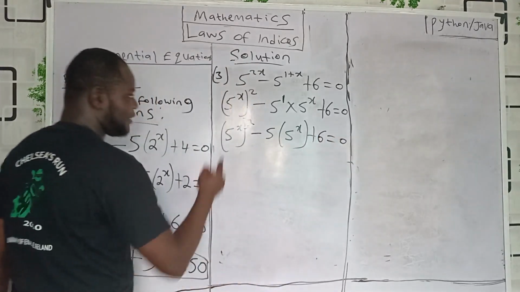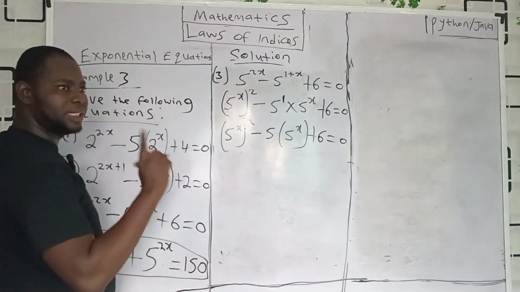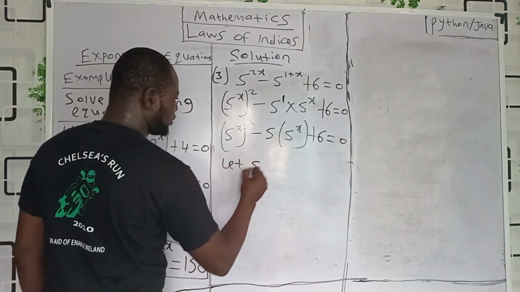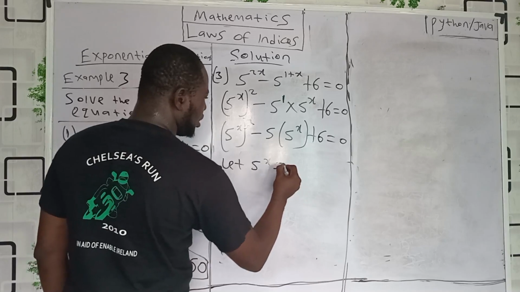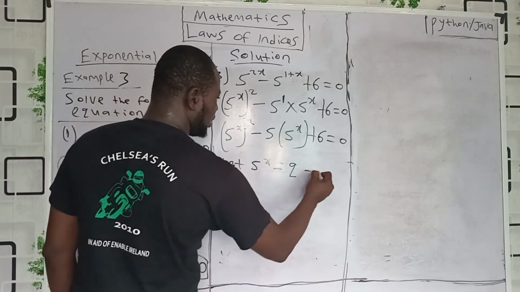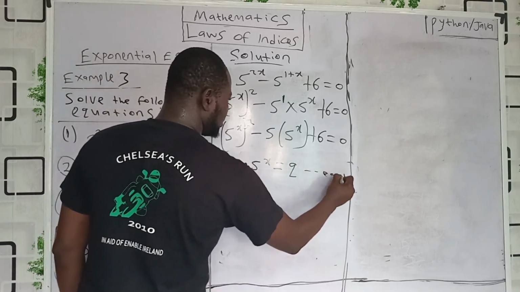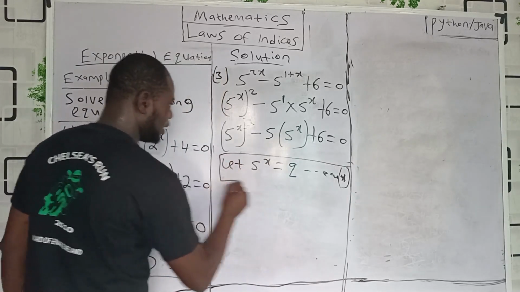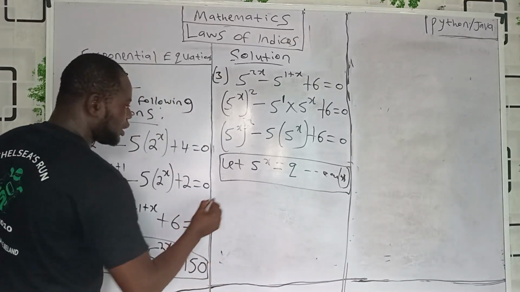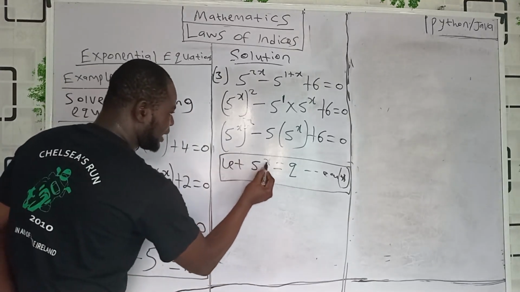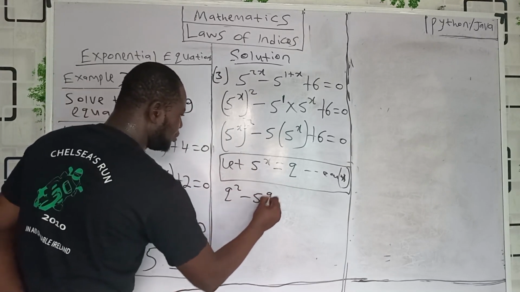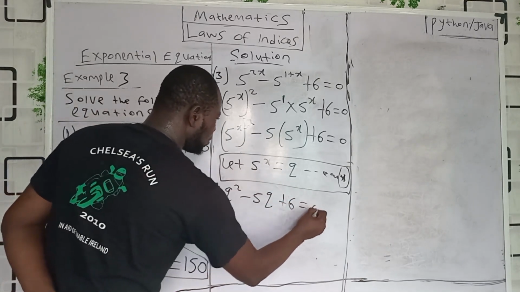I have 5 raised to power x, 5 raised to power x, just like the one we did under that of 2 raised to power x. So I can say let 5 raised to power x be equal to q. Let me use q now, in equation star. You can use any equation you like, but I just like that star. So instead of 5 raised to power x, I now have q. By substitution, q squared minus 5q plus 6 equal to 0. Beautiful.